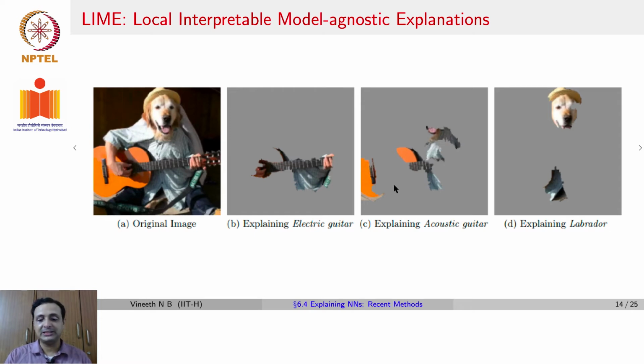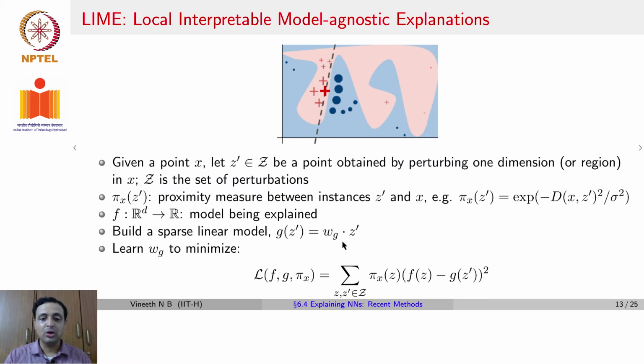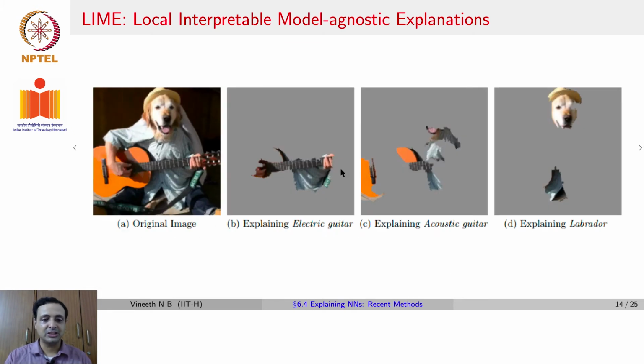And based on all of these, if you learn a G the way we talked about it, you would get your WGs, which would tell you how much each of these Z primes weighs towards these decisions. In a sense, that tells you which of these Z primes is most important for a particular decision. Rather, you would be able to say that these are the regions in the image that are most important to call this image as corresponding to electric guitar. These are the regions that are most important to call this image as corresponding to acoustic guitar, and these are the regions corresponding to this image which correspond to the label Labrador.